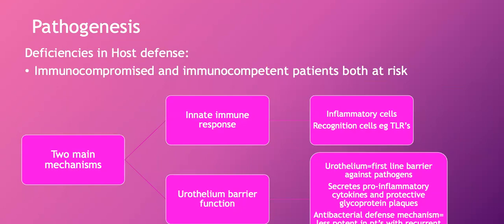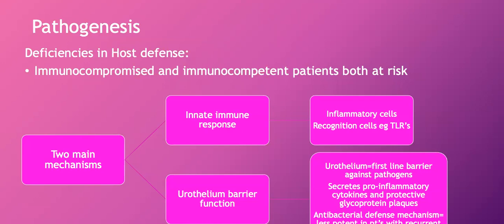And then with regards to the urothelium barrier function, we know that the urothelium is the first-line barrier against pathogens. It secretes pro-inflammatory cytokines and protective glycoprotein plaques, such as uroplakin or Tamm-Horsfall protein. In patients with recurrent UTIs, this antibacterial defense mechanism is less potent, and they are therefore more susceptible to recurrent UTIs.